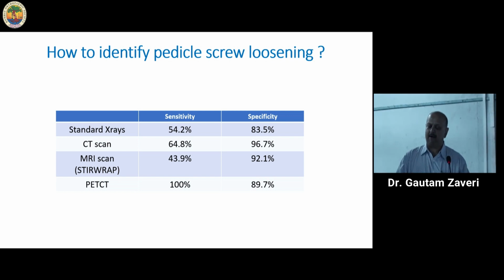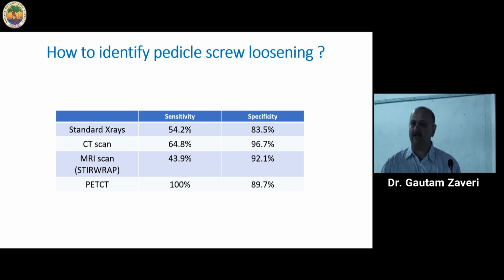How do you identify pedicle screw loosening? The most common thing which we do is look at standard X-rays, AP and lateral, and the sensitivity of this is only about 55%, not much. But if they are picked up on a standard X-ray, then obviously they are most likely to be loose. CT scan has a much better sensitivity and specificity. With MRI, you use metal artifact reduction sequences, and they tend to help you identify edema around the screw, and that is evidence of pedicle screw loosening.